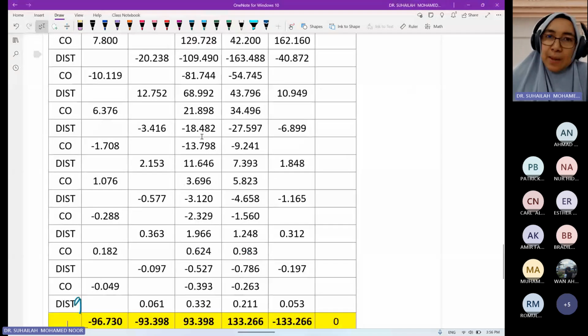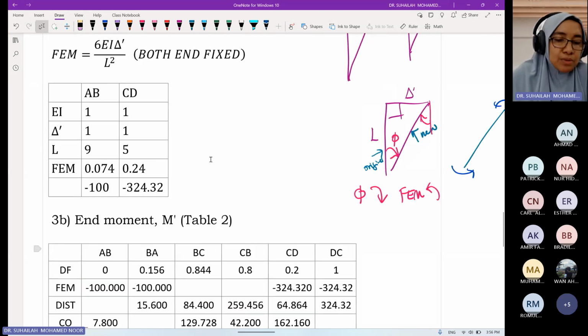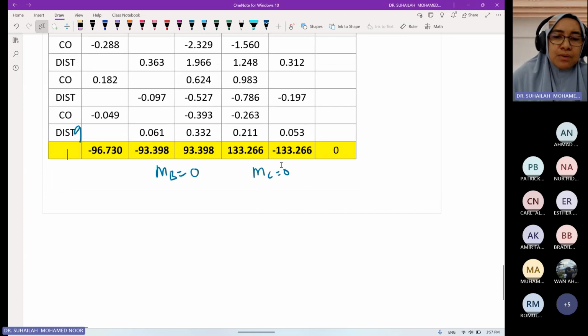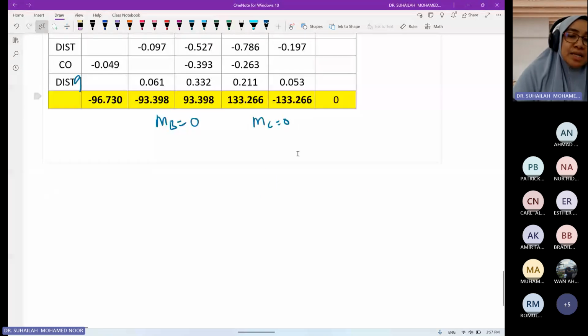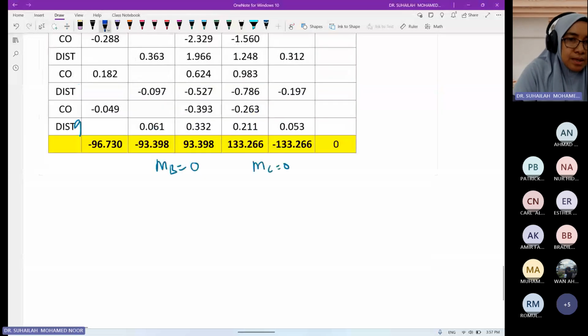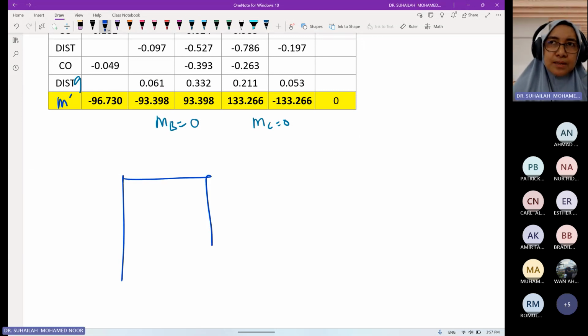Okay, so dia panjang macam ni lah. So this is table number 2. So dah after table number 2, so apa kita nak buat? We will determine R prime. So nilai ni semua M prime. This is M prime. So to continue this, then you have to draw the frame.